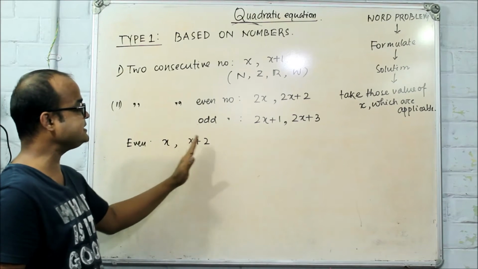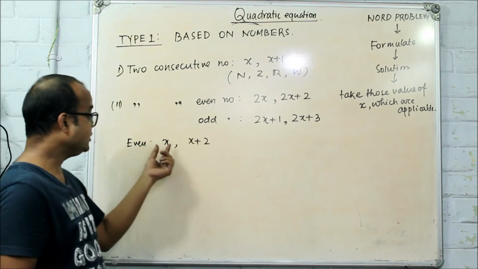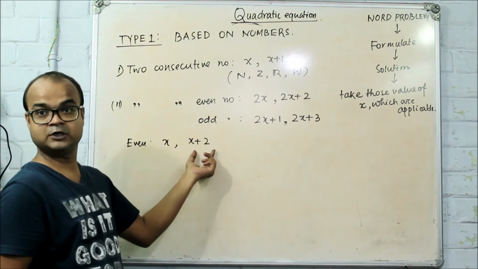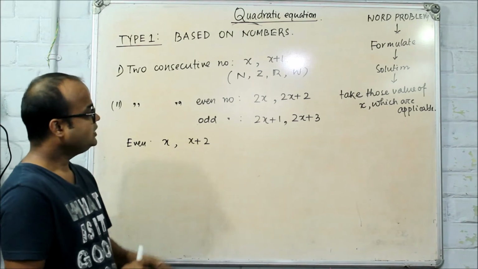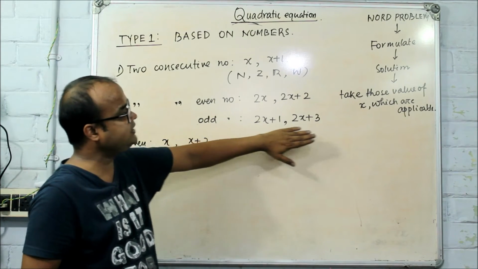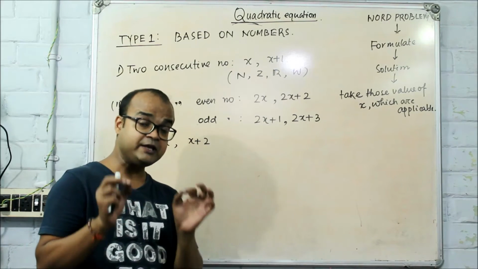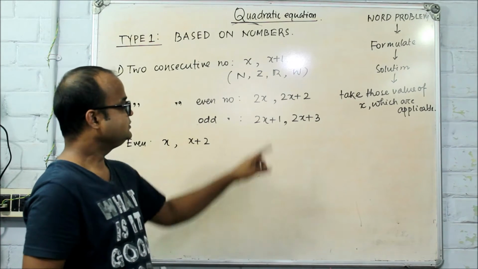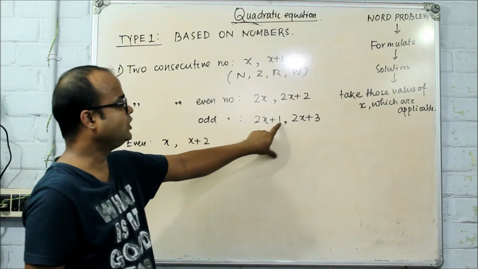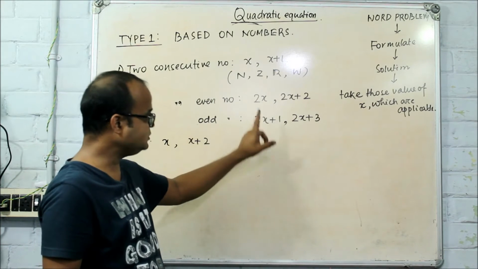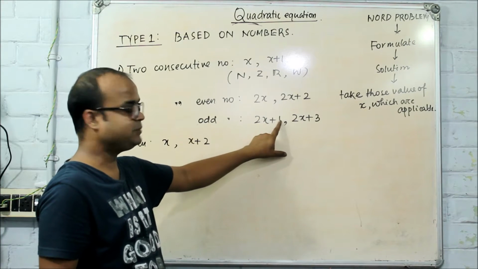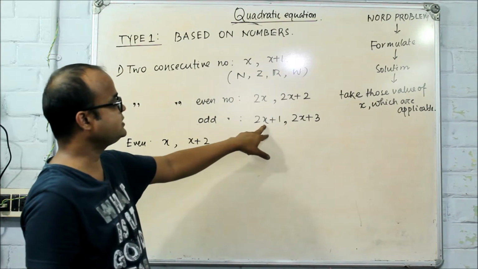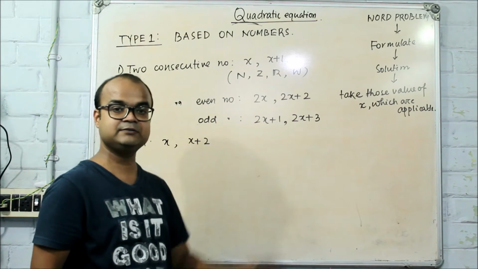But in case of x and x plus 2, suppose x is 1, then it will become odd, and if x is 2, then it will become even. Now consider 2x plus 1 and 2x plus 3. Whatever be the value of x, you are always getting an odd number. Suppose x is equal to 0, then 1 and 3. X is equal to 1, 2 into 1 plus 1, 3, 5. If you consider x is equal to 2, you are getting 5 and 7.